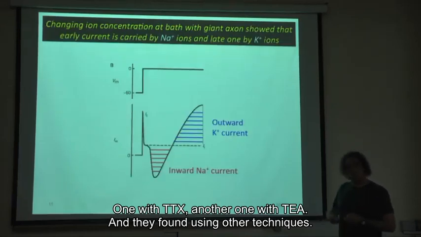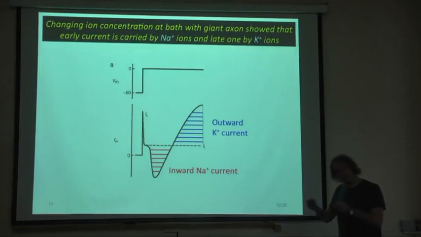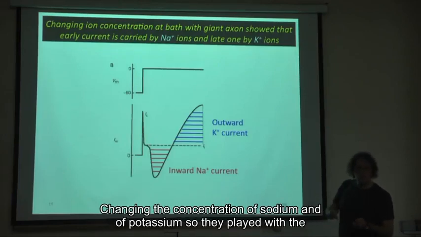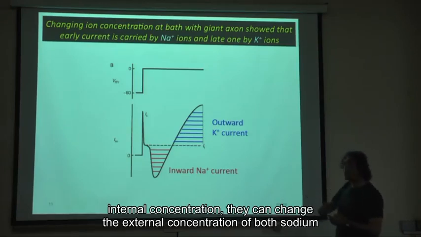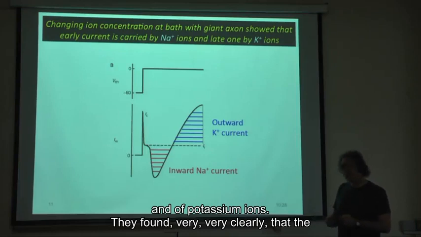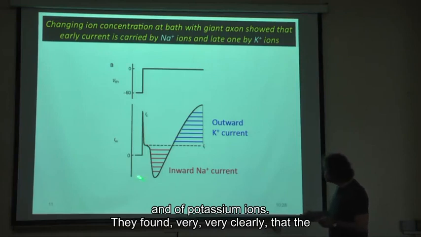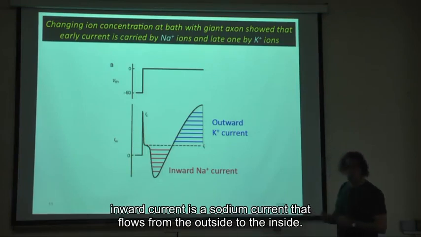And they found, using other techniques, changing the concentration of sodium and of potassium. So they played with the concentration, both inside the axon, because it's so big, they can change the internal concentration. They can change the external concentration of both sodium and of potassium ions. They found very, very clearly that the inward current is a sodium current that flows from the outside to the inside.